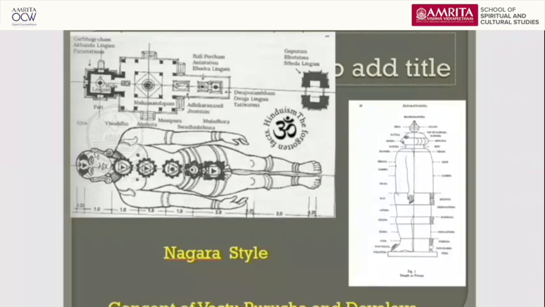Now, I will talk a little bit about the literature available for understanding the temple, the temple culture, temple rituals, even the temple structure. There are two major branches of texts, which are called the Agamas and the Vastu Granthas. Vastu Granthas are those which deal purely with the construction part of the temple.